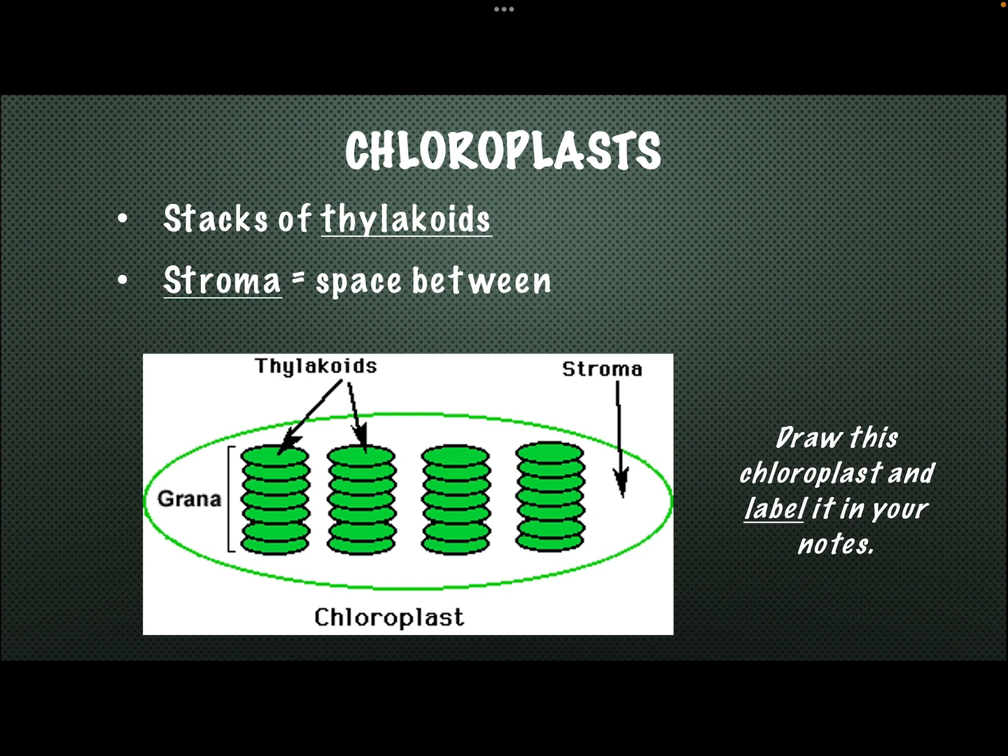So a little bit about the chloroplast. In our chloroplast, there are stacks. There are stacks of thylakoids. One stack of thylakoids is called a grana. The space in between is called the stroma. Please, in your notes, draw this diagram and label it.